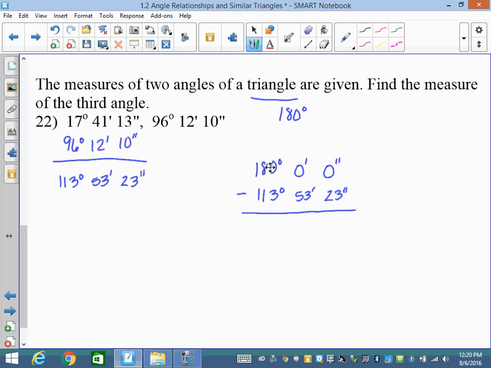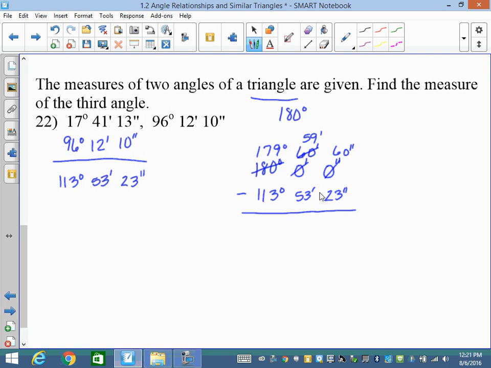So we have to borrow, but this is where you need to remember this one little bitty information. 1 degree is 60 minutes, so I take 1 degree off of this, 179, and now I have 60 minutes. And then remember, 1 minute is 60 seconds. So I take 1 minute off, so I've got 59 minutes, and I get 60 seconds. Now we can do our math.